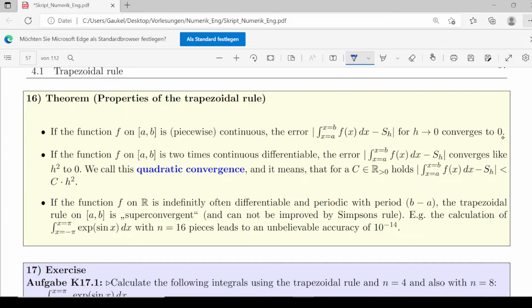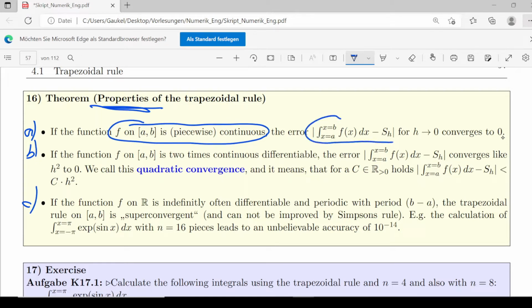Let's talk about the properties of the trapezoidal rule. There are three parts, A, B, and C. Let's start with A. If the function f is piecewise continuous, then the error converges to 0.